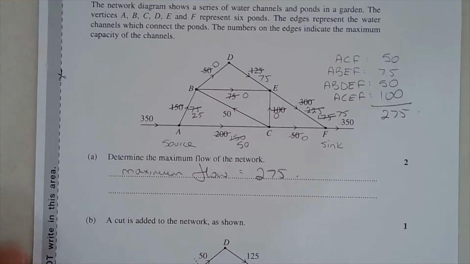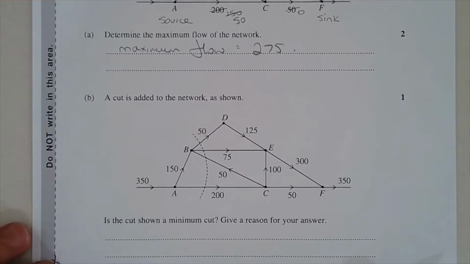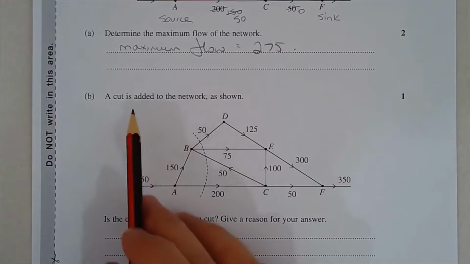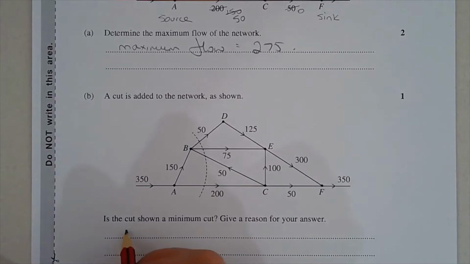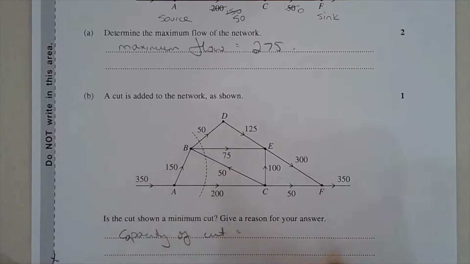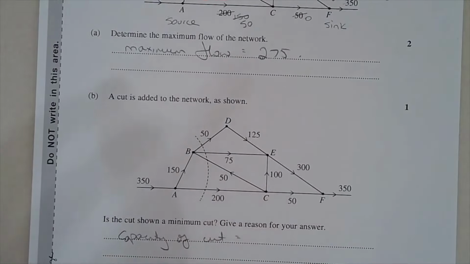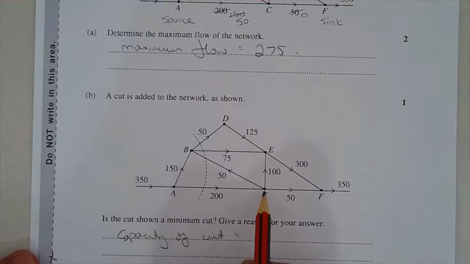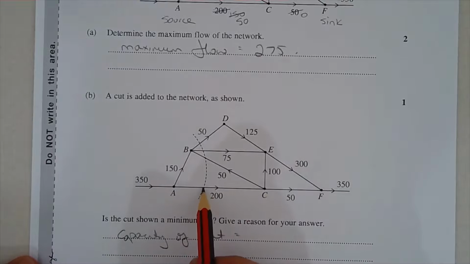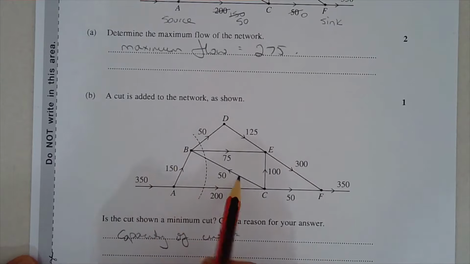Right, now that takes us to part B. A cut is added to the network as shown. Is the cut shown a minimum cut? And give a reason for your answer. Well, let's work out the capacity of the cut. Remember, we've also got to cut the edges that are running in the same direction, and that's dependent on which vertex we're talking about. So you can see that the cut cuts the 200, or AC, and it cuts BC as well.